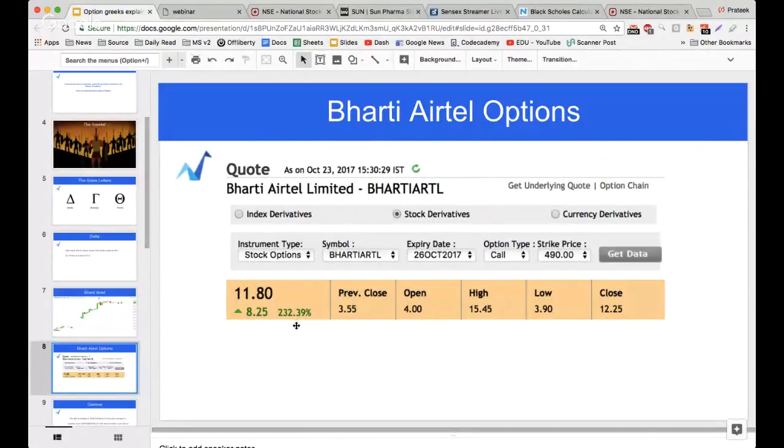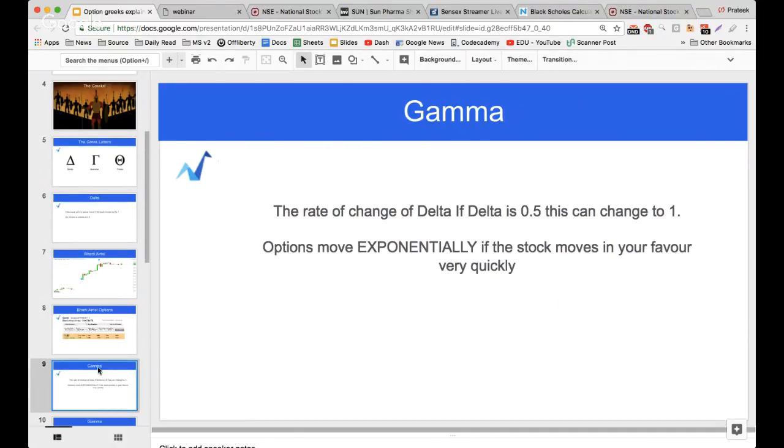Isn't this crazy? Now, do you think that if the delta was 0.5 or even 1 rupee for Bharti Airtel, the stock could have moved up so much so quickly? See, guys, this is the reason why we trade options. Because options can move 230% in a single day, that is why people trade it. And the way that this happens is called gamma, right? This is the next part of our series.